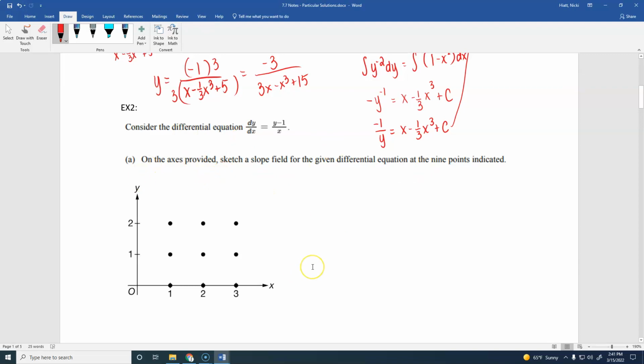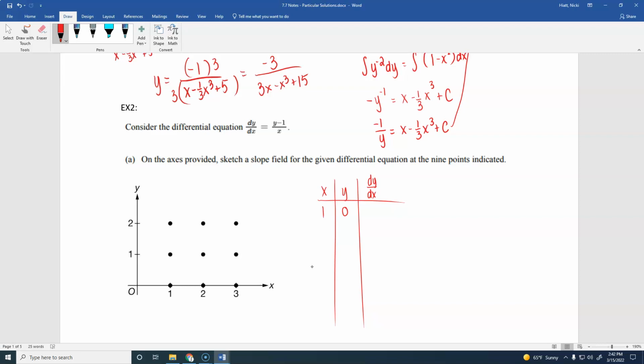So this first part is not asking us to solve the differential equation. It is asking us to sketch the slope field. So to sketch the slope field at the 9 points indicated, if you want, you can just make yourself a chart. You're only going to do the places where they have those black dots, so you will not do 0, 0.